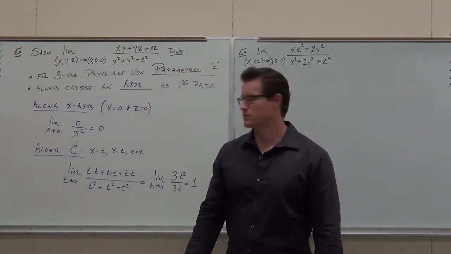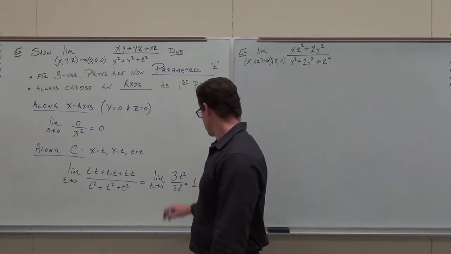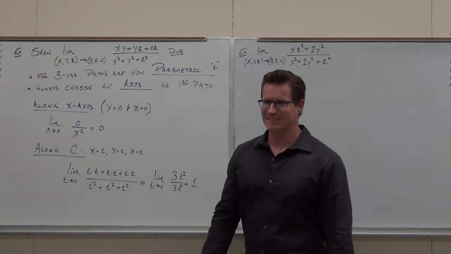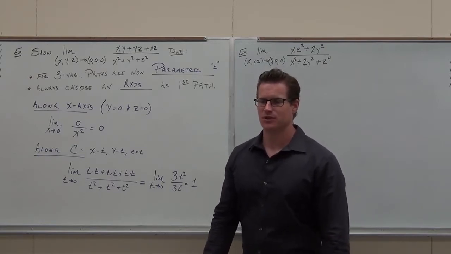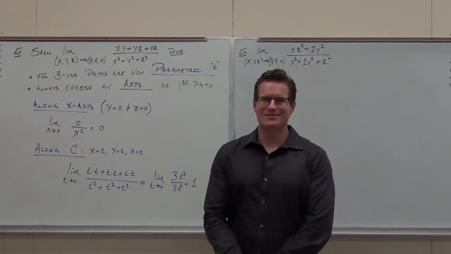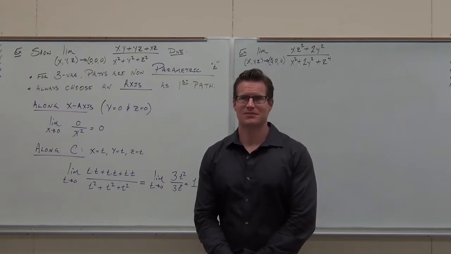Huh? Should that be 3t squared over 3t squared? Oh. Yeah. One. It wouldn't have been one before. Sorry. What does it prove for us? That it doesn't. Why? Does not exist. It's at different heights.